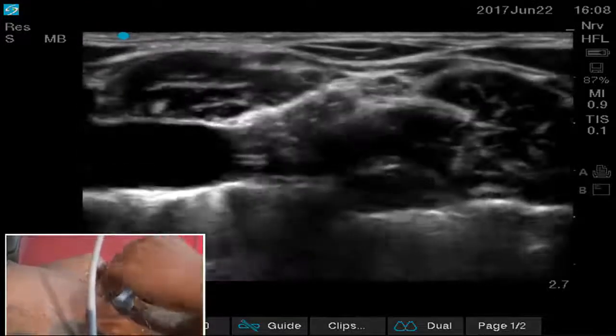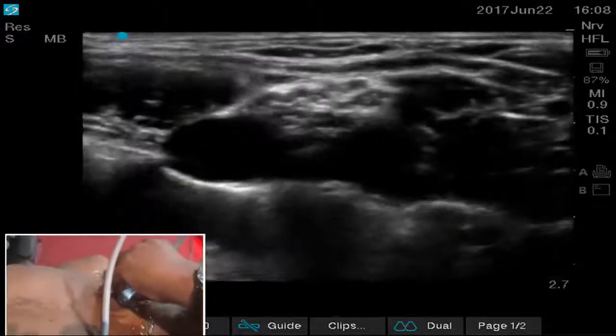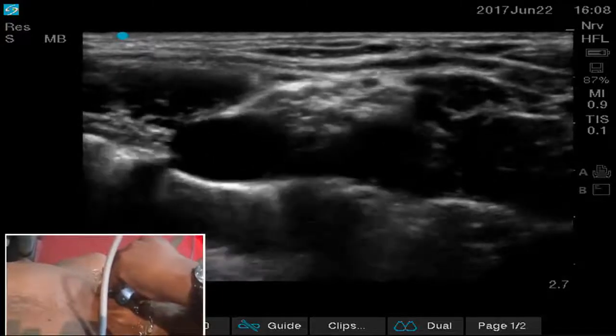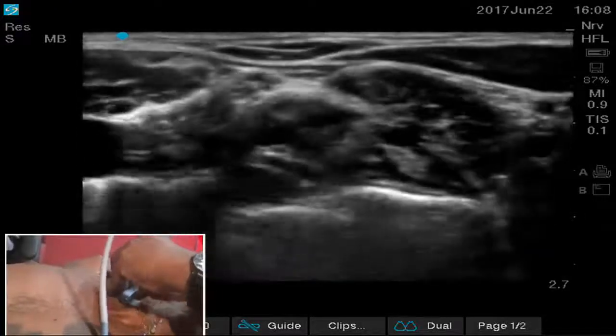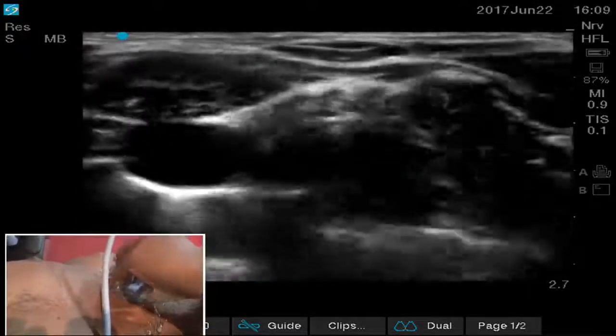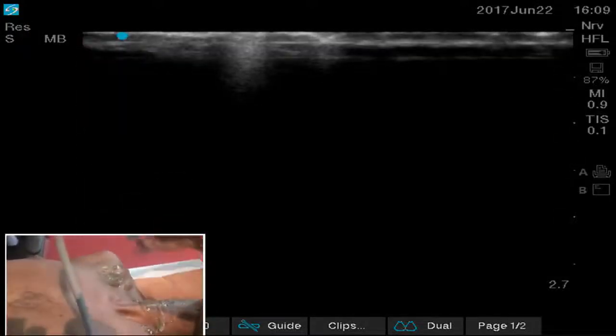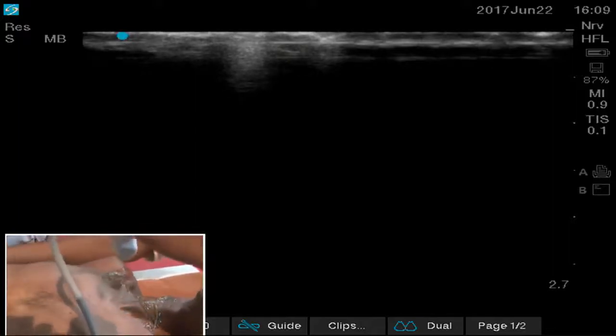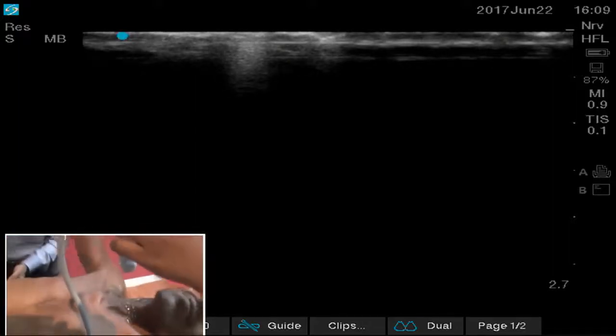You can see the rib just below the artery and the post-acoustic shadow, and you can see the pleural sliding there. This is the brachial plexus above the clavicle, and we wanted to see the brachial plexus below the clavicle.